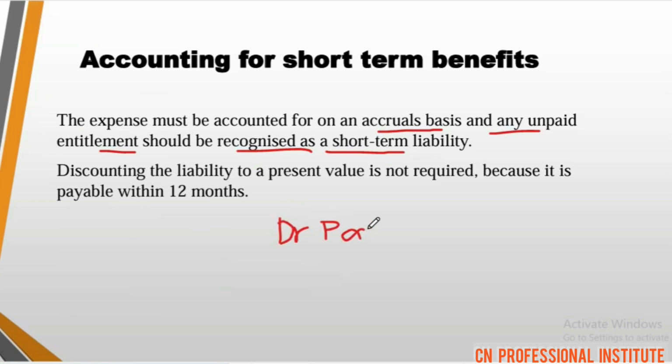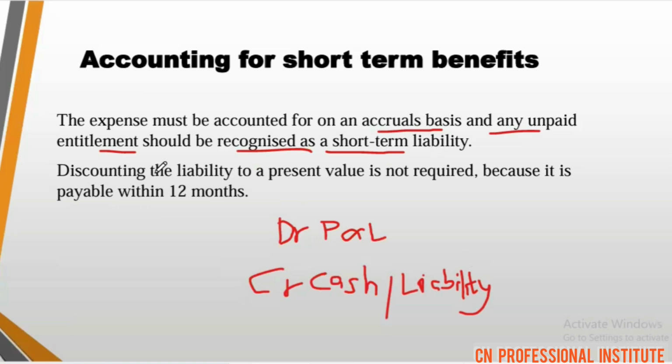So you debit your P&L and you credit cash or liability, depending on whether you have paid them or not. Are you following? So it's very, very simple. We debit P&L and we credit cash or liability depending on whether we have paid them or we are yet to pay them, right? So if you are yet to pay them, then we have what we call a liability, a short-term liability, a current liability.